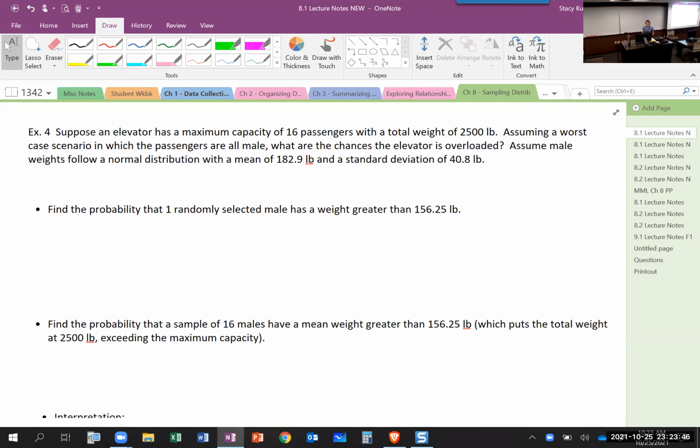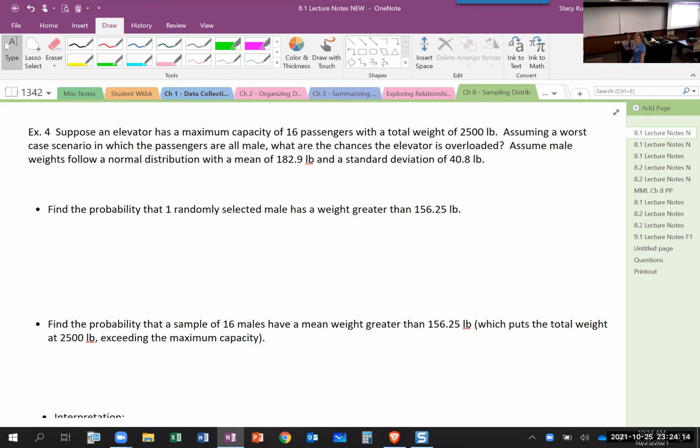Okay. So this question is saying, suppose an elevator has a maximum capacity of 16 passengers with a total weight of 2,500 pounds. Assuming a worst case scenario in which all passengers are male, what are the chances the elevator is overloaded? How many of y'all notice, when you stand in the elevator, there's that little placard that'll tell you the capacity size.